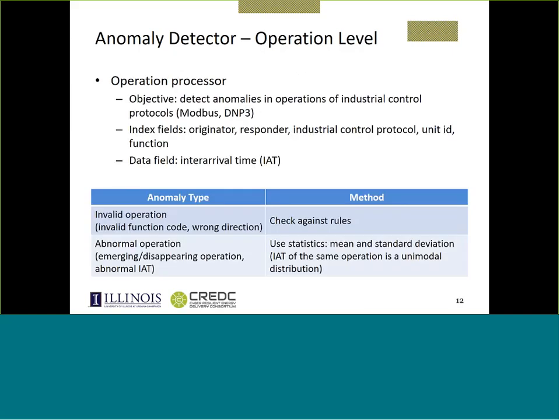And now let's move on to the operation level anomaly detector. The objective of the operation level processor is to detect anomalies in the operations of industrial control protocols, for example, Modbus and DNP3. Here, the input data also has several index fields, such as the originator, the responder, the industrial control protocol, and finally the unit ID inside the industrial control protocol, which helps to differentiate the field devices which share the same IP address. This index field serves as the key, and the data field is the value. Here we also consider the inter-arrival time for the same operations.